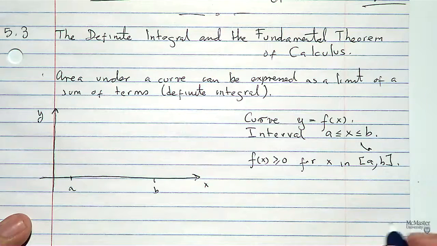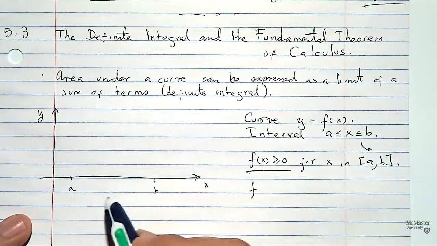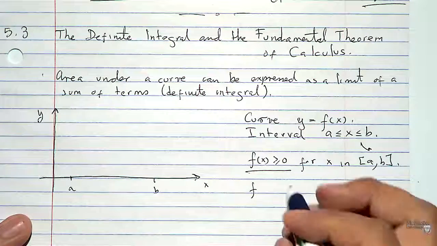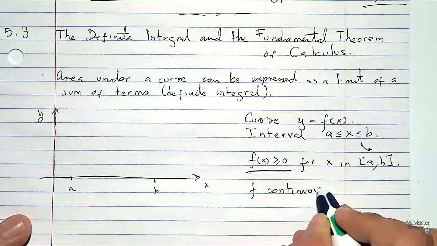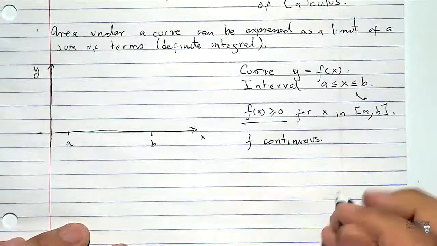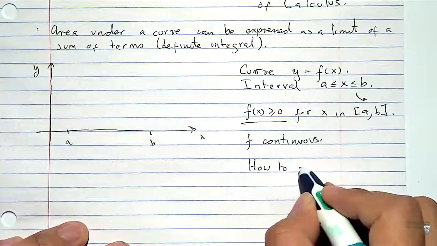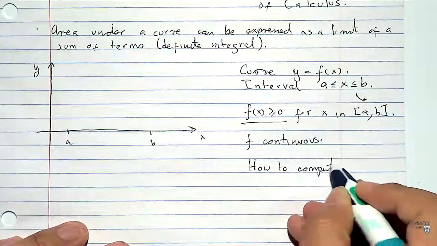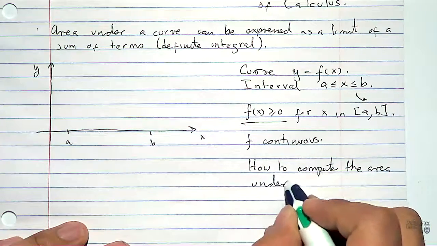Okay, what else to say, of course? Well, not only the function is positive on this interval, which I have drawn, but the function should be continuous. And now the question is how to compute the area under the curve.